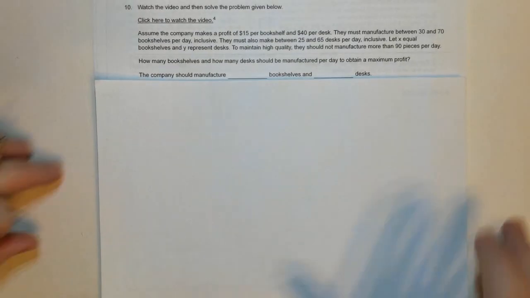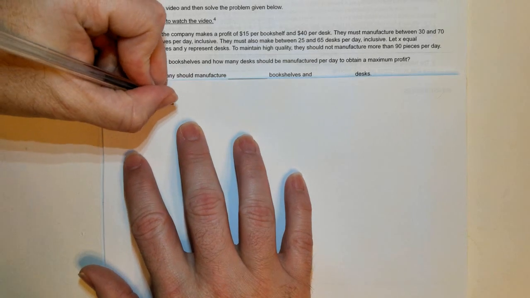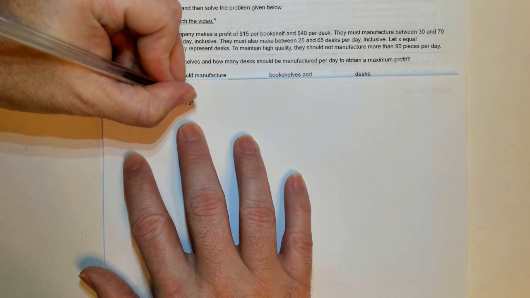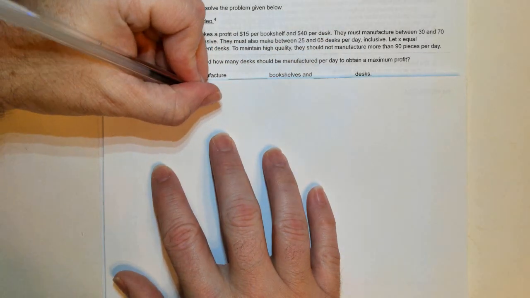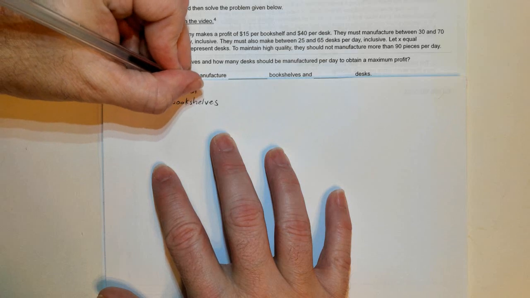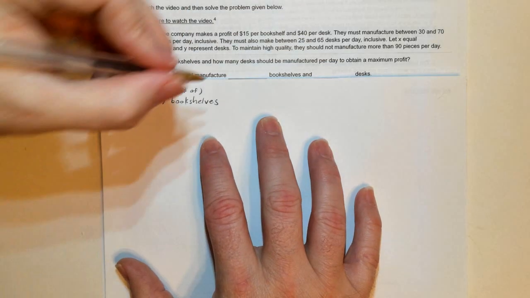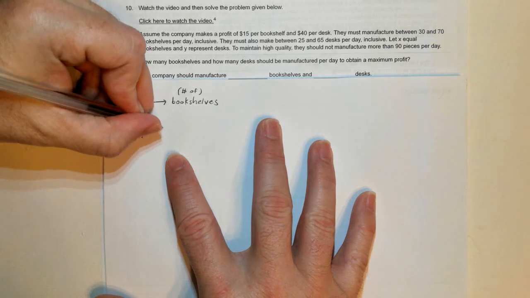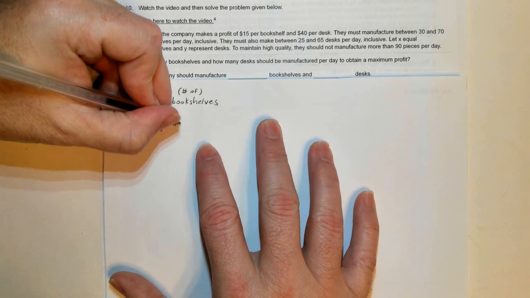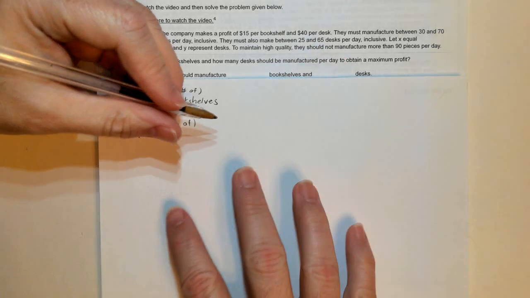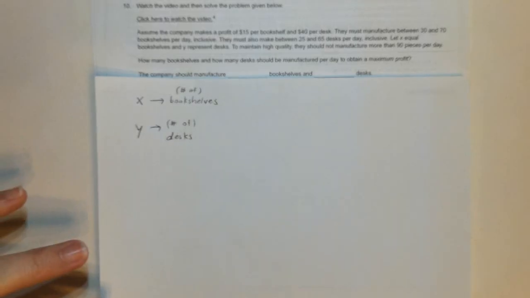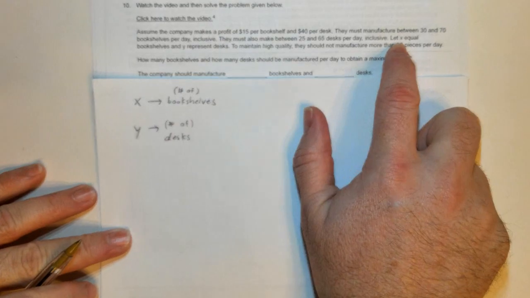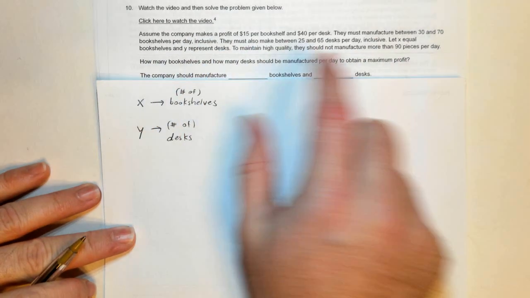All right, so let's do what they say. X will represent bookshelves. And then desks. And I'm going to put number of in parentheses because that's what they mean. And then Y is going to represent the number of desks. All right, so that was given down here. Let X equal bookshelves and Y represent desks.